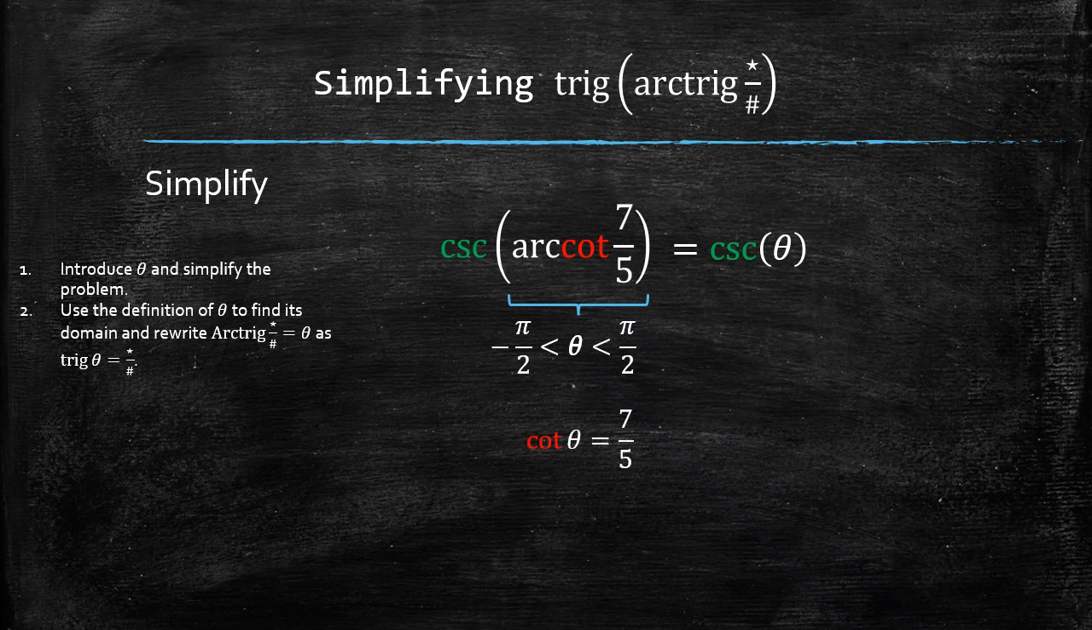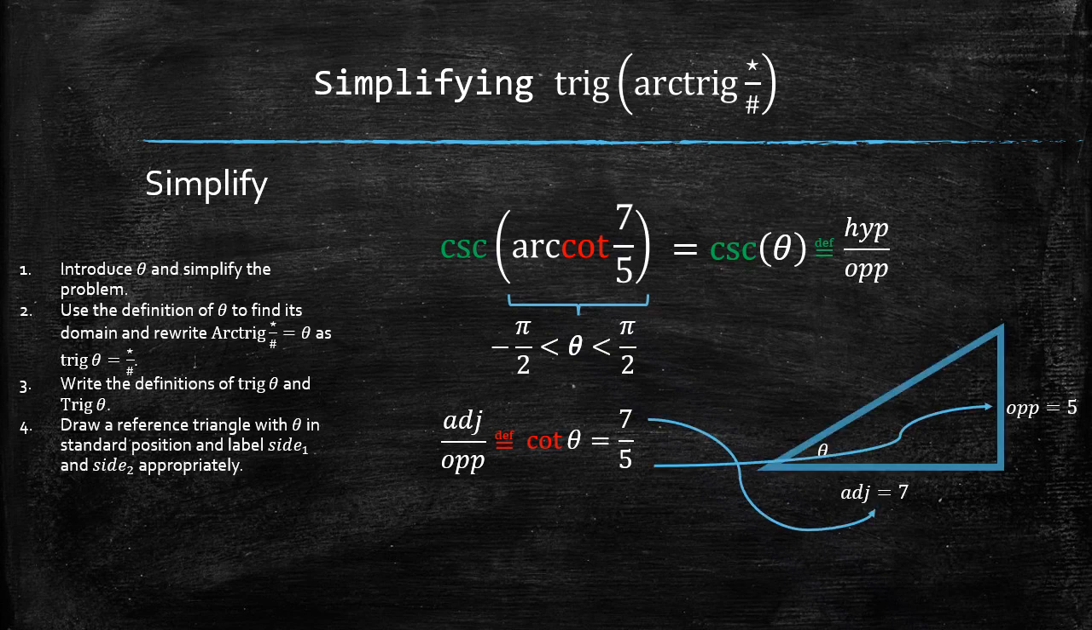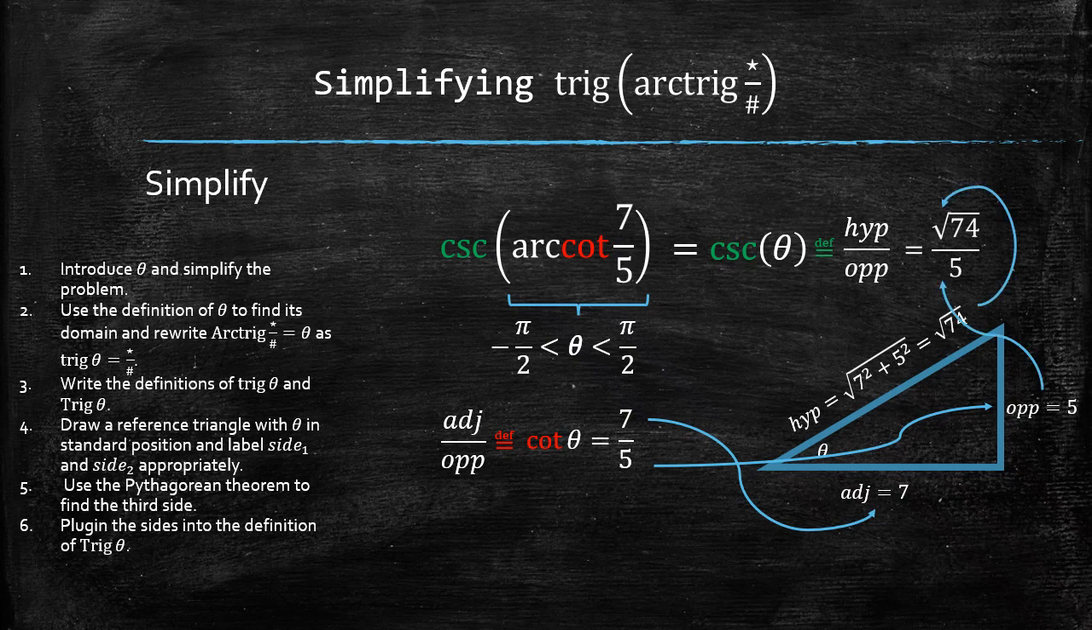Next, let's recall the definitions of both trigonometric functions, cosecant and cotangent. Now we can draw a reference triangle with theta in standard position and label the adjacent side as 7 and the opposite side as 5. Now we can use the Pythagorean theorem to find the missing side. And finally, we can plug in the opposite and hypotenuse into the formula for the original expression.